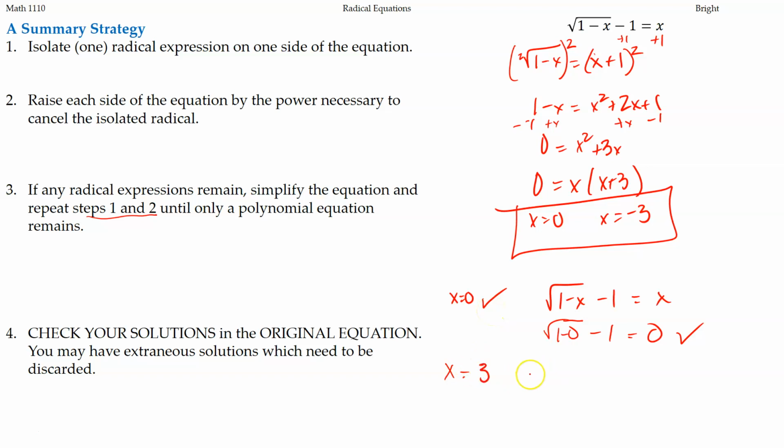And then for 3, I would do 1 minus 3, minus 1, is equal to 3. This one is the square root of a negative. That's not going to work. So my only answer that I would report is x is equal to 0. Again, this plan of attack generally works when you're solving radical equations. Make sure to review this, and in the next video we'll go through some more examples.